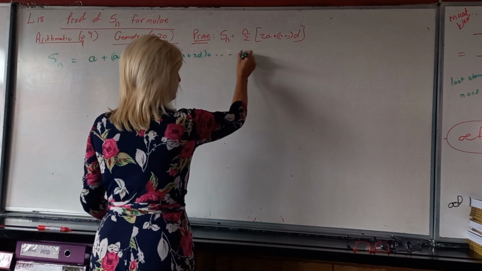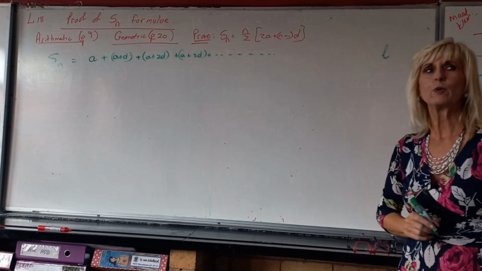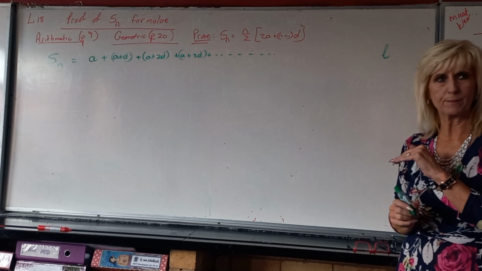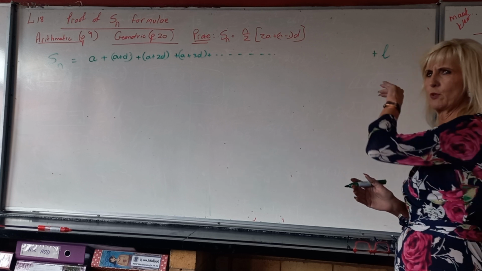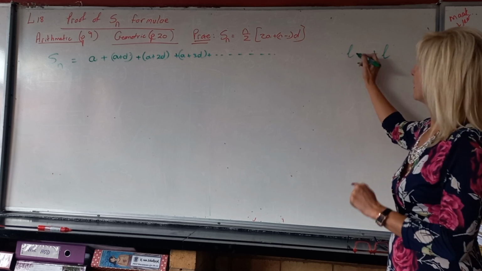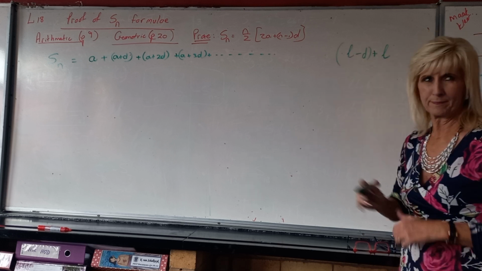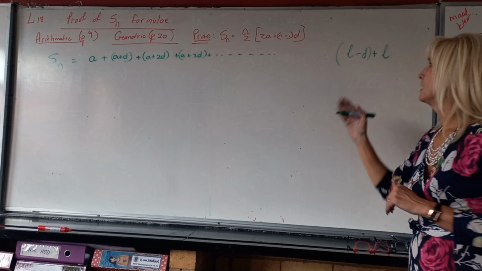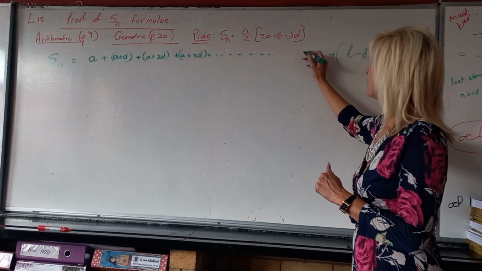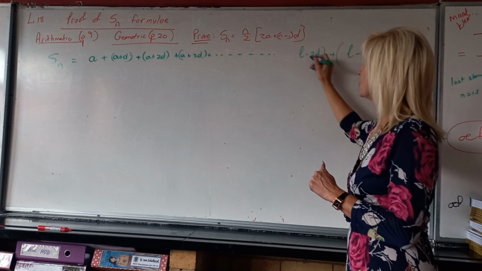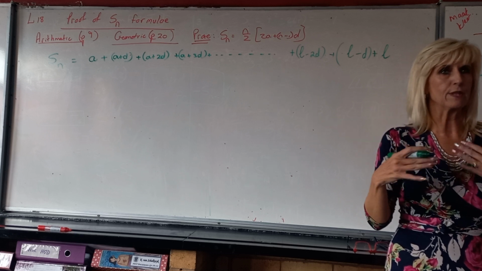Now, where would we end? We're going to end at the last term. What would be the previous one before the last term? What would you do to get to the one before? Minus D, because there's a constant difference. So the previous one would be the last one minus D. The one before that would be the last one minus 2D. Are you following the pattern here? Obviously, there is method to the madness, as we want to get to that formula.